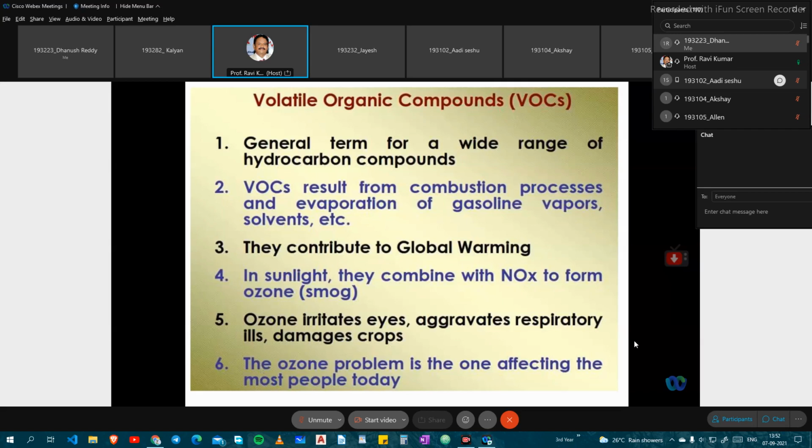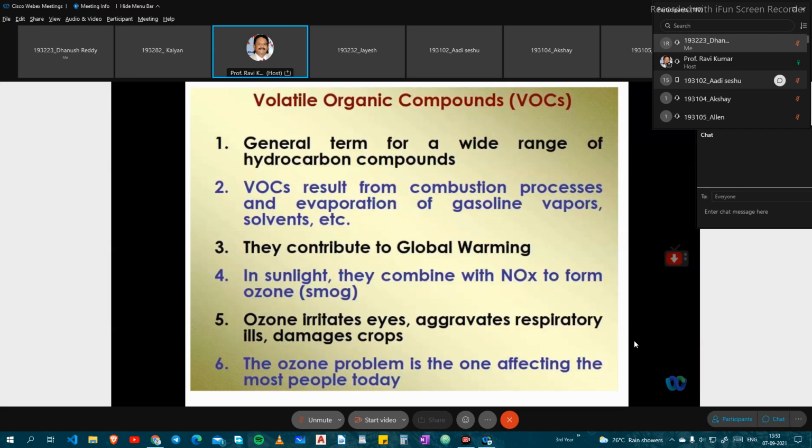Volatile organic compounds is a general term for a wide range of hydrocarbon compounds. These pollutants come out from the exhaust, but particularly in diesel engines, VOC results from the combustion process and the evaporation of gasoline vapors, solvents, etc., because hydrocarbons evolve there. In diesel engines we have exhaust, and in petrol engines it comes two ways: from the exhaust and from evaporative losses. Both ways you get hydrocarbons. They contribute to global warming. In sunlight, they combine with NOx to form ozone, smog and all.